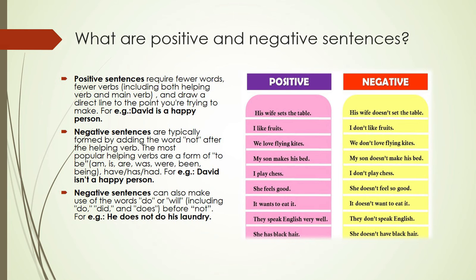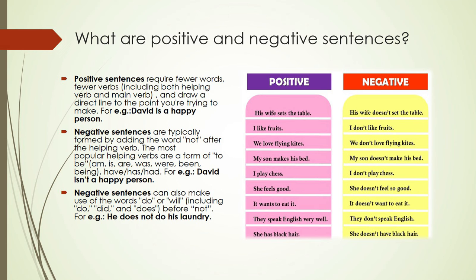Let's understand what positive and negative sentences are. A positive sentence is simply a group of words which makes complete sense and tells that something is so, whereas a negative sentence tells us that something is not so. In this case, for example, David is happy.